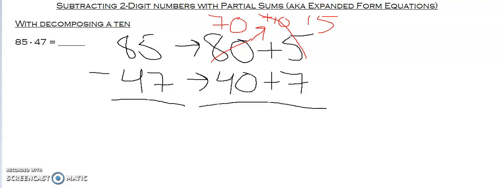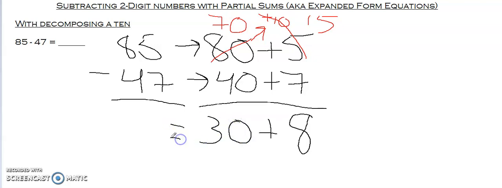So now we have 15 minus 7, and we can do that. So now we can think to ourselves, what is 15 minus 7? And we know that that is 8. And then I can take 70 minus 40 is 30. So what I have after I subtract 47 is 38. So the difference is 38.